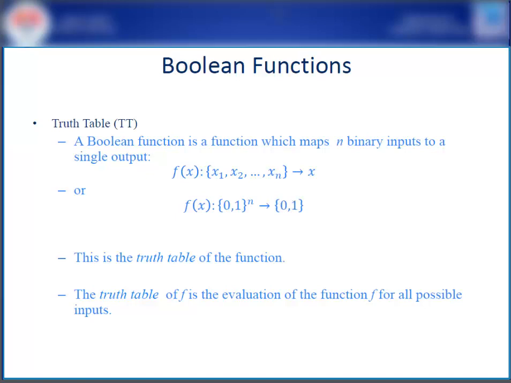To represent a Boolean function, we can use its truth table representation. As we said before, a Boolean function is a function which maps n bits into a single bit. If for all possible sequences of length n, we compute these single outputs, by which we can define n binary inputs, this vector is a truth table of a given Boolean function. That is, the truth table of a function f is the evaluation of function f for all possible inputs.